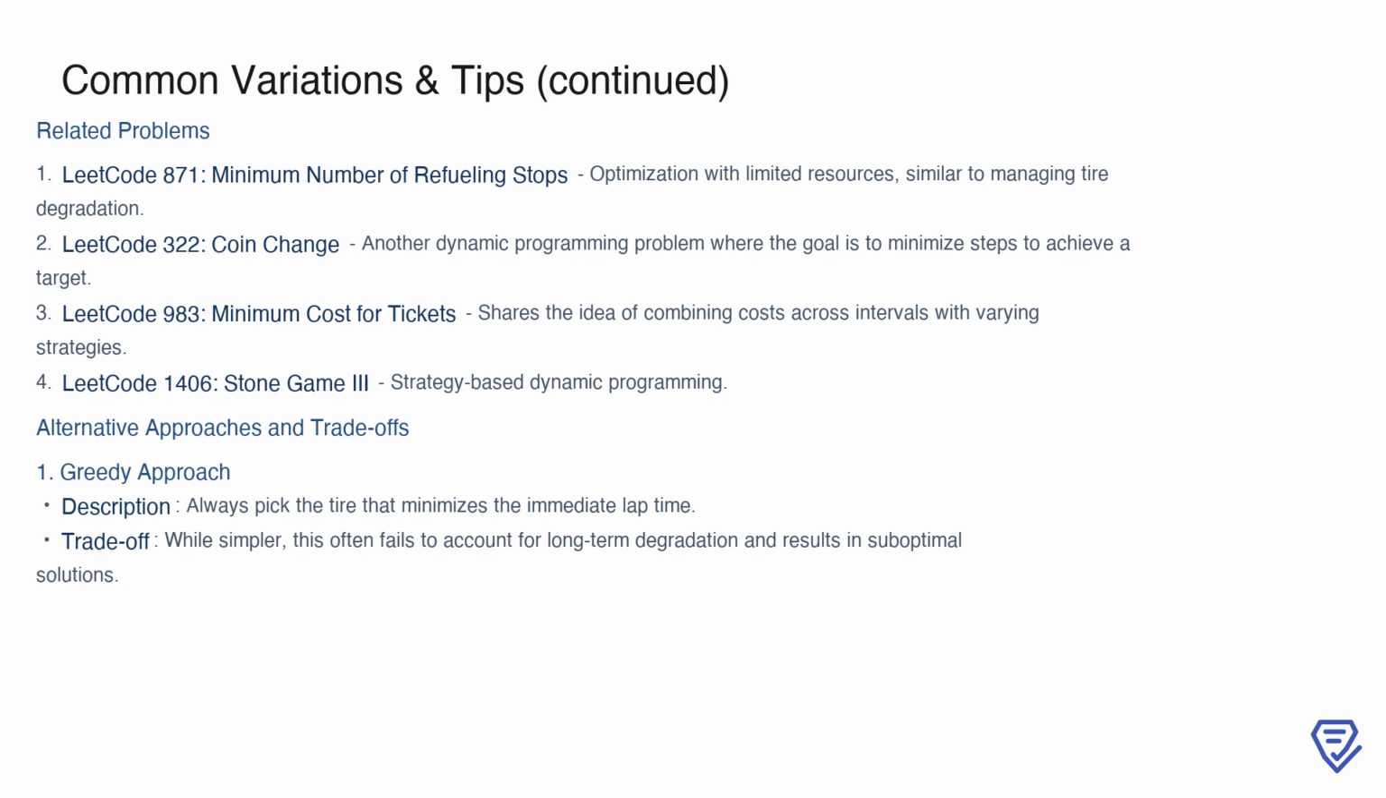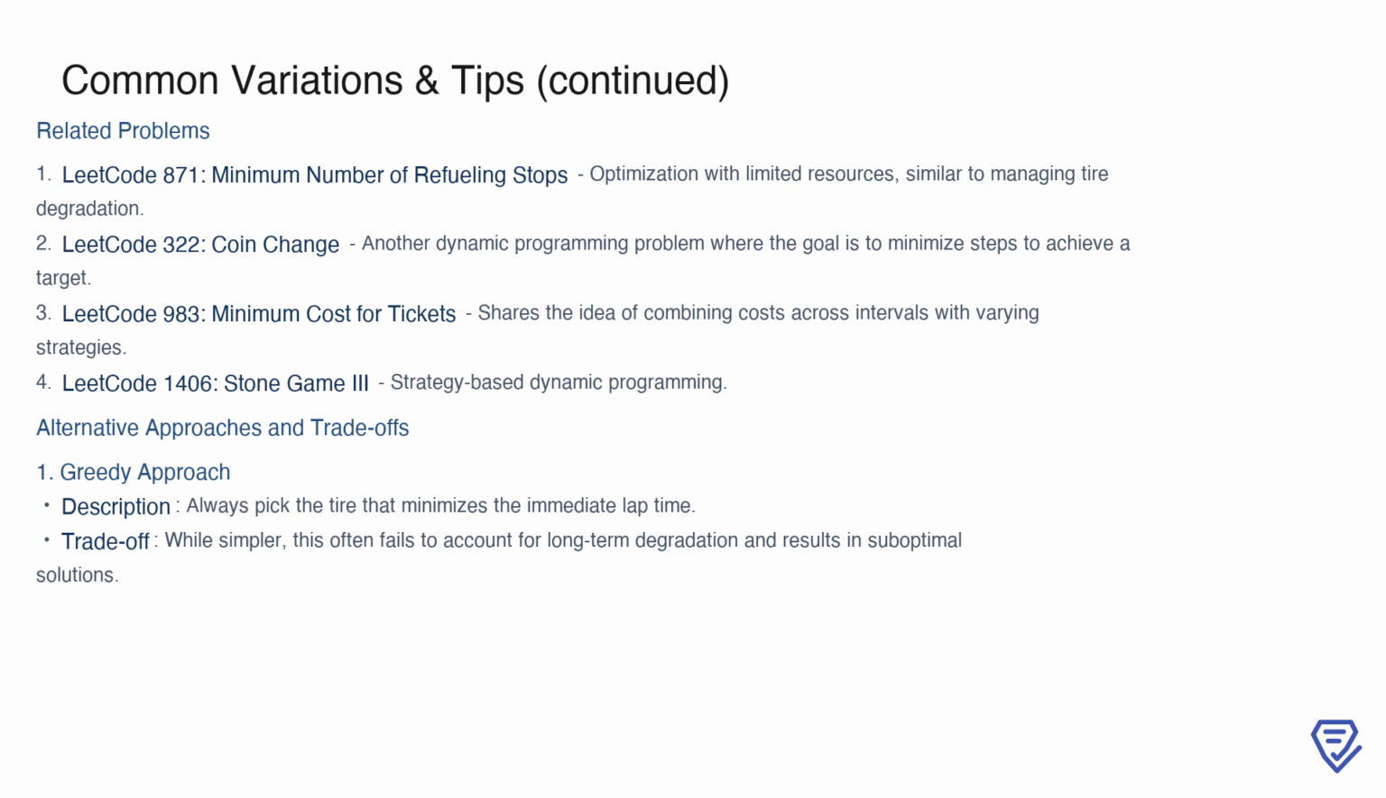This problem shares similarities with other optimization challenges, making related problems excellent practice. For example, LeetCode 871, Minimum Number of Refueling Stops, involves resource management over intervals, similar to handling tire degradation. LeetCode 322, Coin Change, is another dynamic programming problem where the goal is minimizing steps to reach a target. LeetCode 983, Minimum Cost for Tickets, also combines interval costs and strategy. Lastly, LeetCode 1406, Stone Game III, incorporates strategy-based dynamic programming to find optimal outcomes.